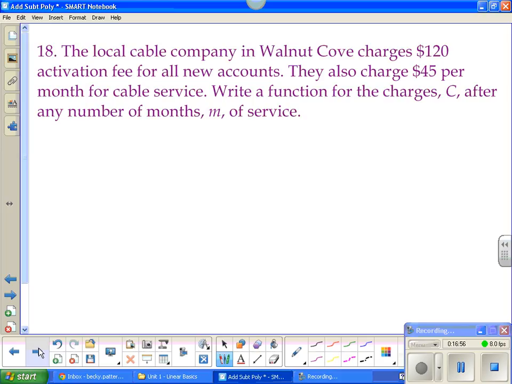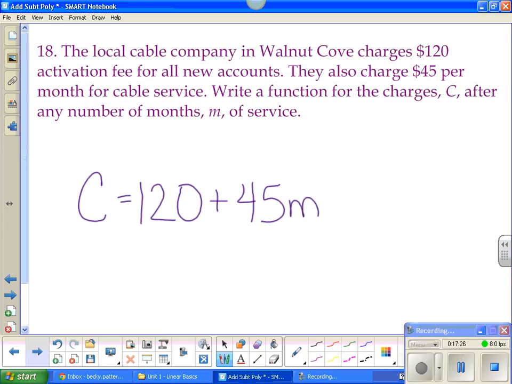The local cable company in Walnut Cove charges a $120 activation fee for all new accounts. They also charge $45 per month for cable service. Write a function for the charges after any number of months of service. So charges equal, well, they charge you $120 up front just to set it up. Then they're also going to charge you $45 per month. So $120 to set it up plus $45 per month. That equals the total of the charges.